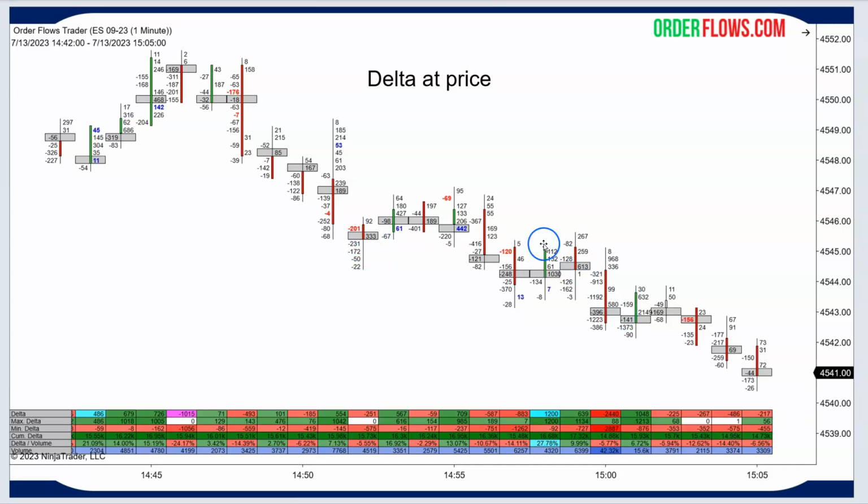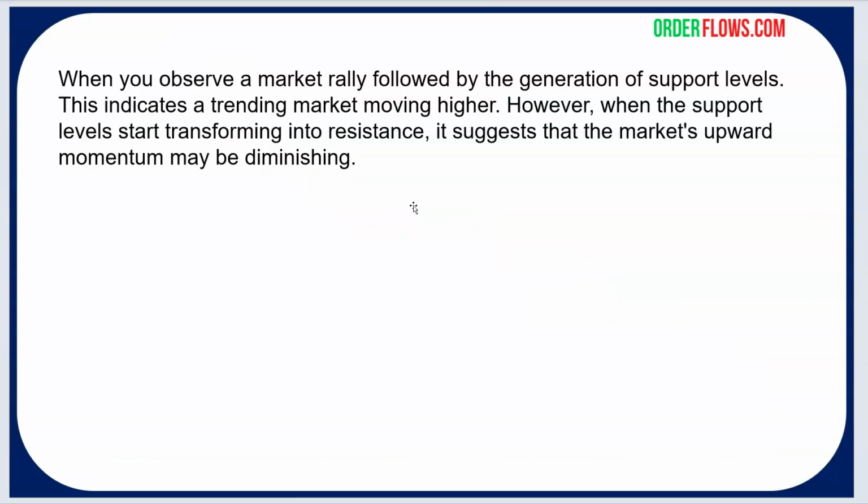So you'd be looking for these areas where there's heavy volume coming in on either the bid or the offer side on the delta at price bars. When you observe a market rally followed by a generation of support levels, this indicates a trending market moving higher. However, when the support levels start transforming into resistance, it suggests the market's upward momentum may be diminishing.